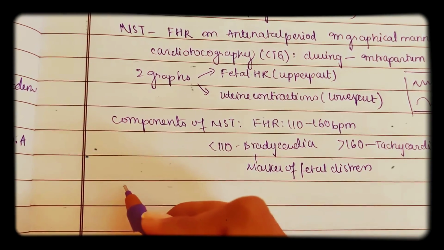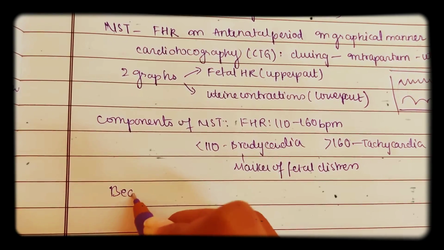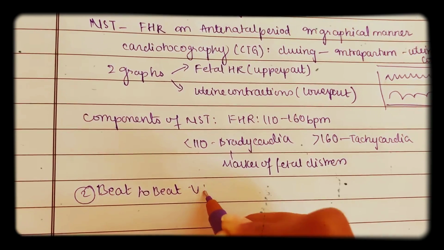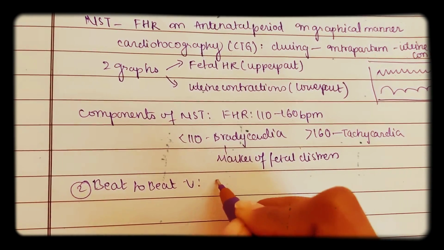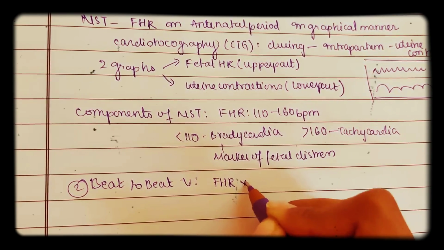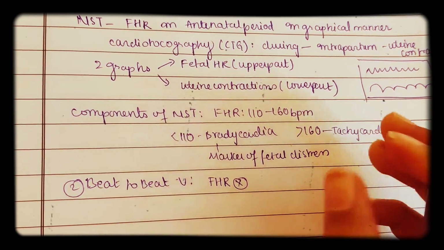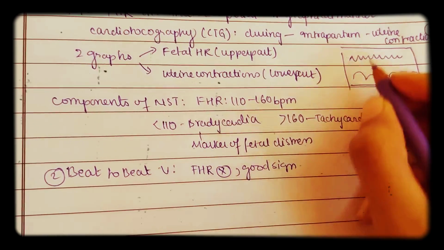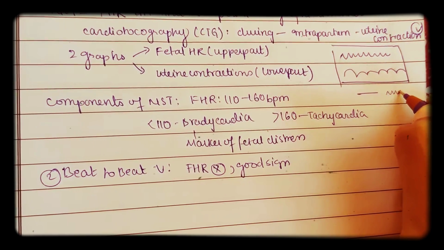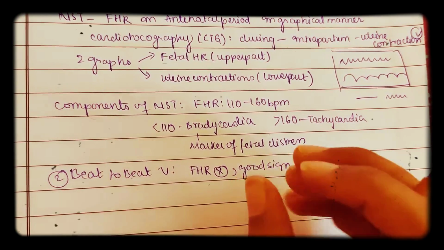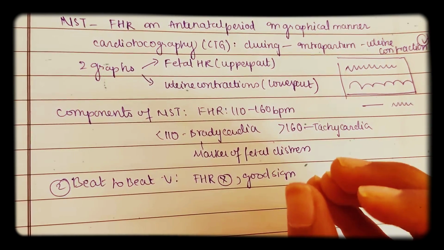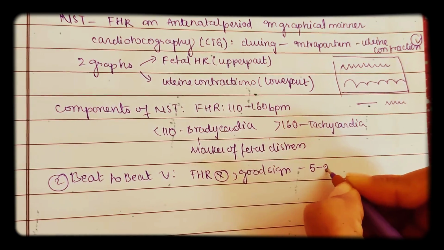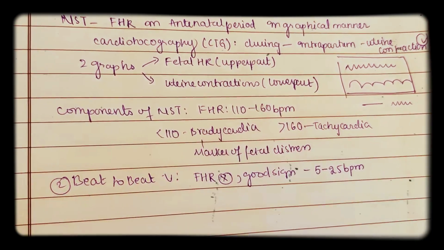So in this graph we will also see beat to beat variability. The second point which you need to see is beat to beat variability. So what is this? Here the FHR, that is fetal heart rate, is not constant in beat to beat variability, and beat to beat variability is of course a good sign. So the fetal heart rate should not be constant, it should not be like a straight line, it should have some variability. That variability is a good sign, that means the fetus is healthy. Normal beat to beat variability should be about 5 to 25 beats per minute. So this much variability should be present.